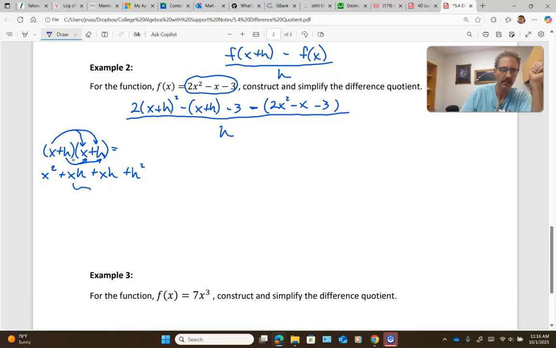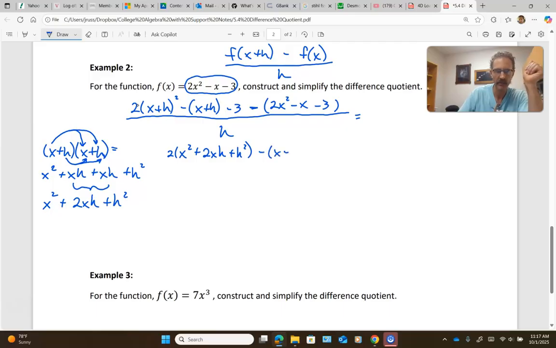Those two terms in the middle, xh plus xh, make 2xh. And then I'll rewrite everything else. So that's actually what goes in for this piece. Now I still have to multiply everything by 2, so I still have 2 times what I just came up with, that trinomial: x squared plus 2xh plus h squared. I'm just going to recopy everything. I'm trying to do this step by step for you.